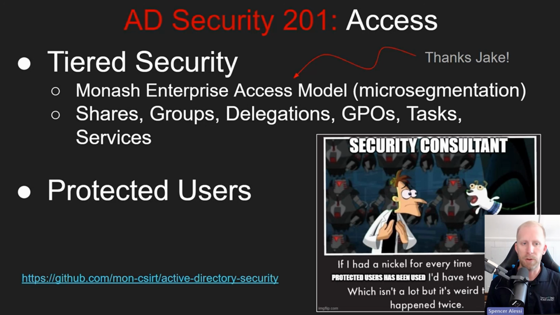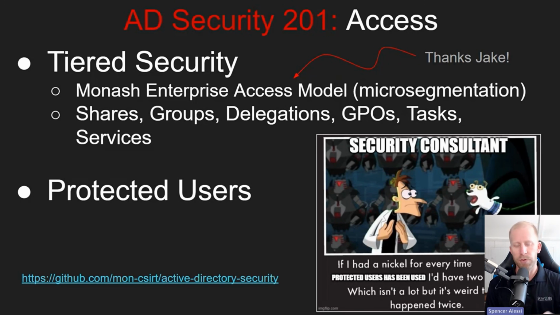And Monash. Jake Hildreth mentioned Monash to me, and I started looking at it. I'm like, wow, this is really cool. I like thinking about it in terms of micro-segmentation, which I'll talk about in a second. Tiered security was kind of built on these models. The Monash enterprise access model is the one recently from Monash University in Australia. Really good reading. Highly recommend checking it out.